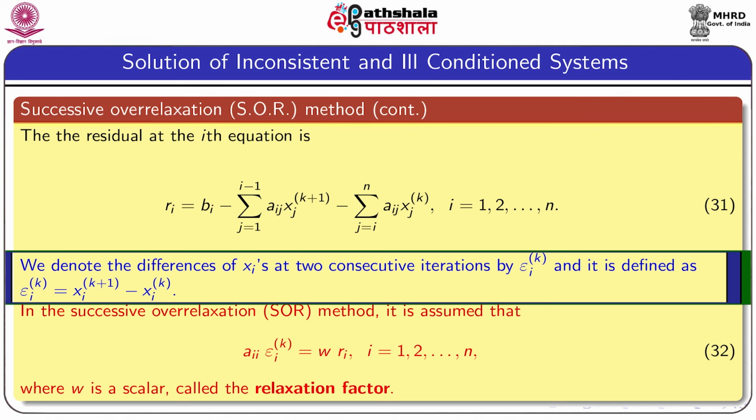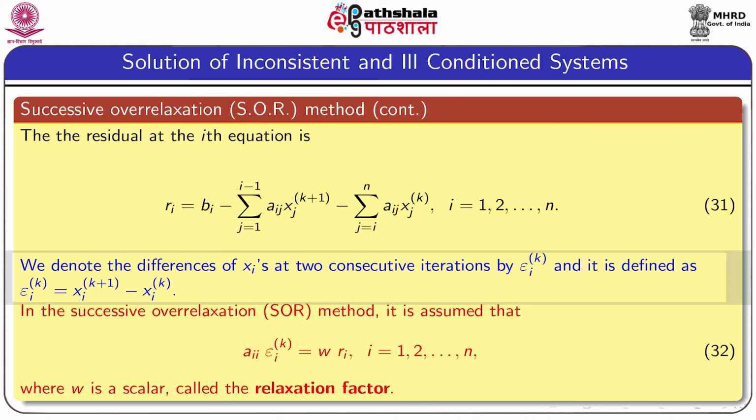Now we denote the differences of xi's at two consecutive iterations by epsilon i k, and it is defined as epsilon i k equal to xi at k plus 1 iteration minus xi k. That means the difference between the values of xi at two consecutive iterations k plus 1 and k.